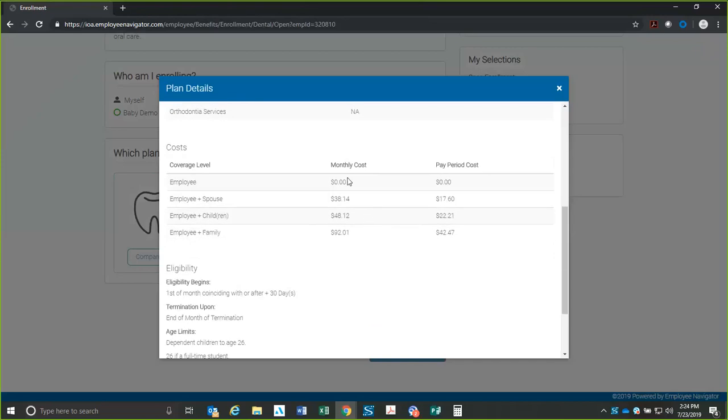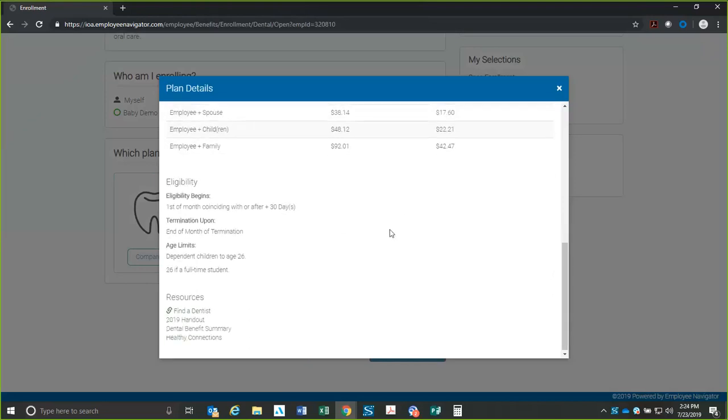Down here we have the monthly cost or the pay period deduction to kind of help you with that. And then there's some eligibility information at the bottom, which shows you what your dependents can be on the plan until. And then these resources, which are also on the right-hand side. So you can find a dentist right here, look at the handout again, or the full dental benefit summary. Any questions about your dental insurance?